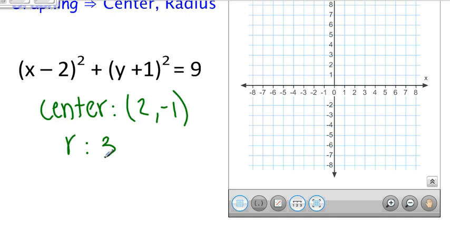So I'm going to go over here and I'm going to plot 2, -1 on my graph. And then I'm going to count my radius up, down, left, and right. So 1, 2, 3, 1, 2, 3, 1, 2, 3, and 1, 2, 3. And then I create my circle. Hopefully you are better at drawing circles than I am. All right. So that's the circle.